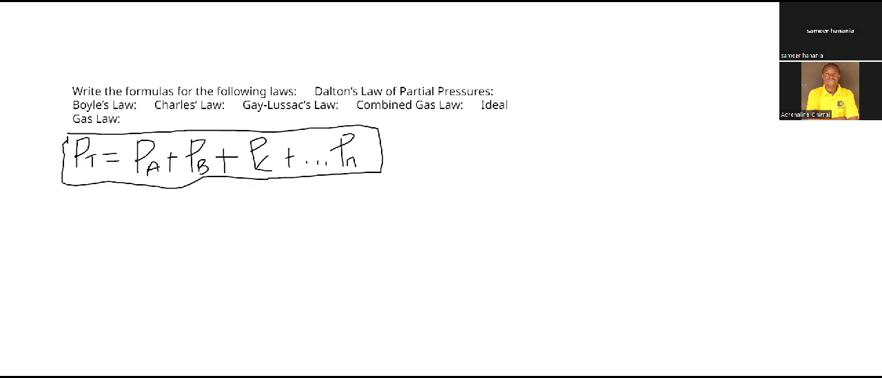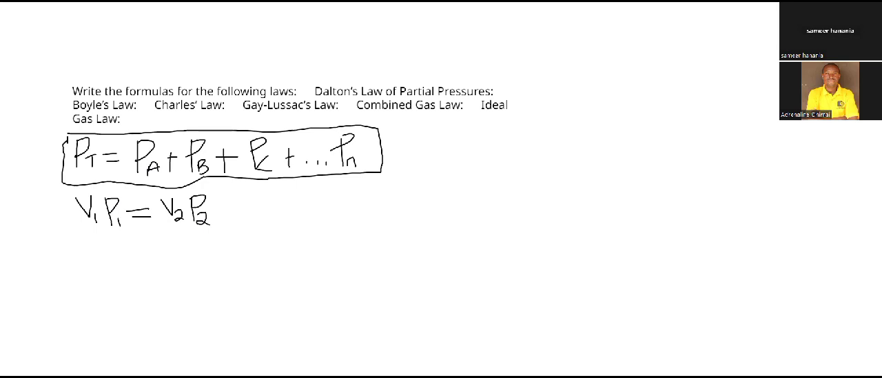Is that clear? Yes. Now, for Boyle's law, Boyle's law is P1 V1 is equal to P2 V2. This is for Boyle's law. Is that clear? Any question? No. Okay.